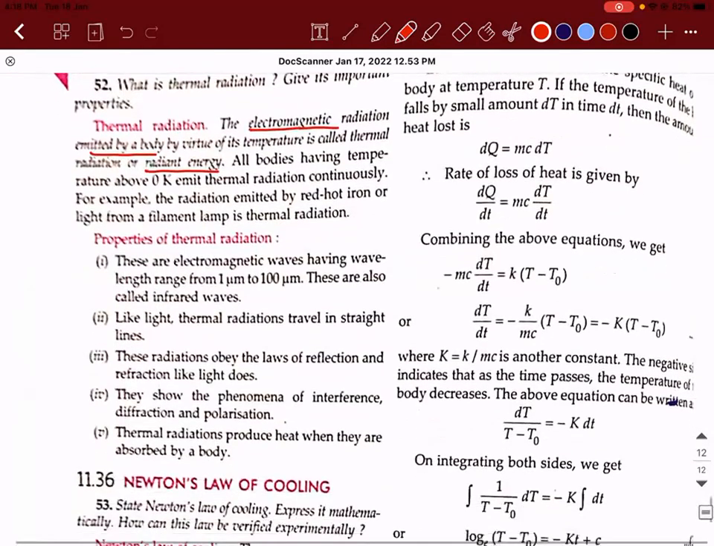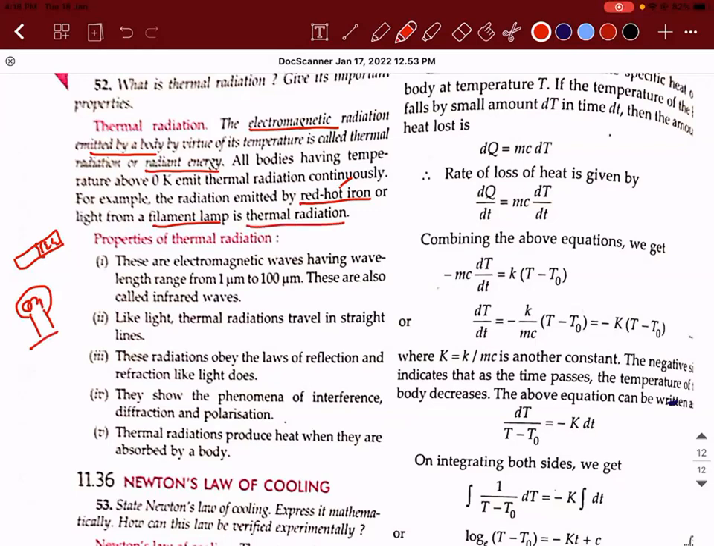So for example, take the radiation emitted by a red hot iron. Let's say you have a hot iron rod, you heat it to such an extent that it becomes completely red. The radiation emitted from the red hot iron is also called thermal radiation. Similarly, the light emitted from a filament bulb. You would have seen something like this. You have a bulb, with a filament inside, which is a tungsten filament. Those materials also emit thermal radiations based on the wavelength that they emit.